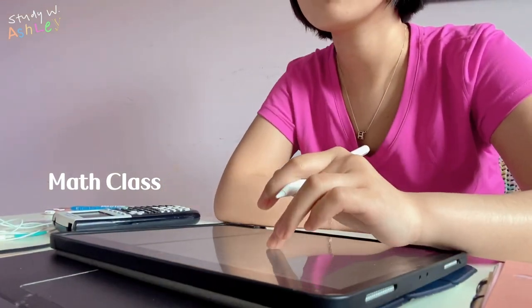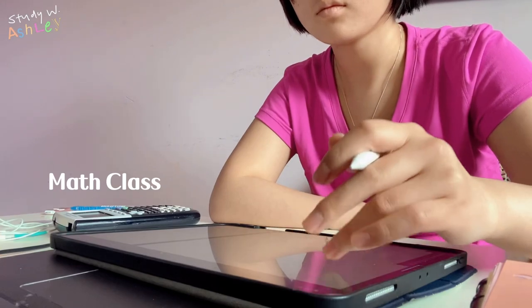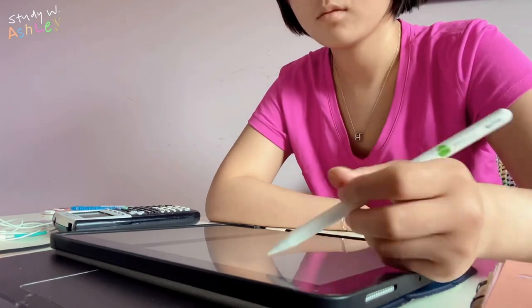1, 3, 5, 7, all the odd numbers. And here it would be 2, 4, 6, 8.